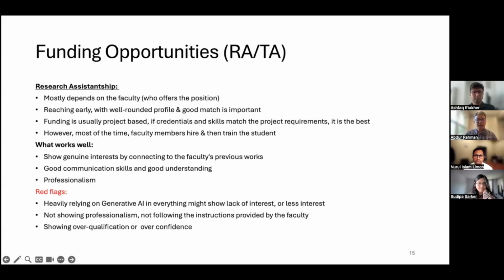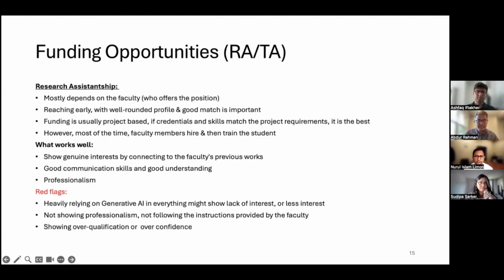Showing overqualification and overconfidence sometimes hurts, because as a faculty member, we know our limitations and we also know the limitations of the students. So if any student says that I know everything in this particular area, maybe he is not telling the truth, because everybody has something that he doesn't know. So being true to the professor and true to yourself about your shortcomings is always good so that you can improve yourself.